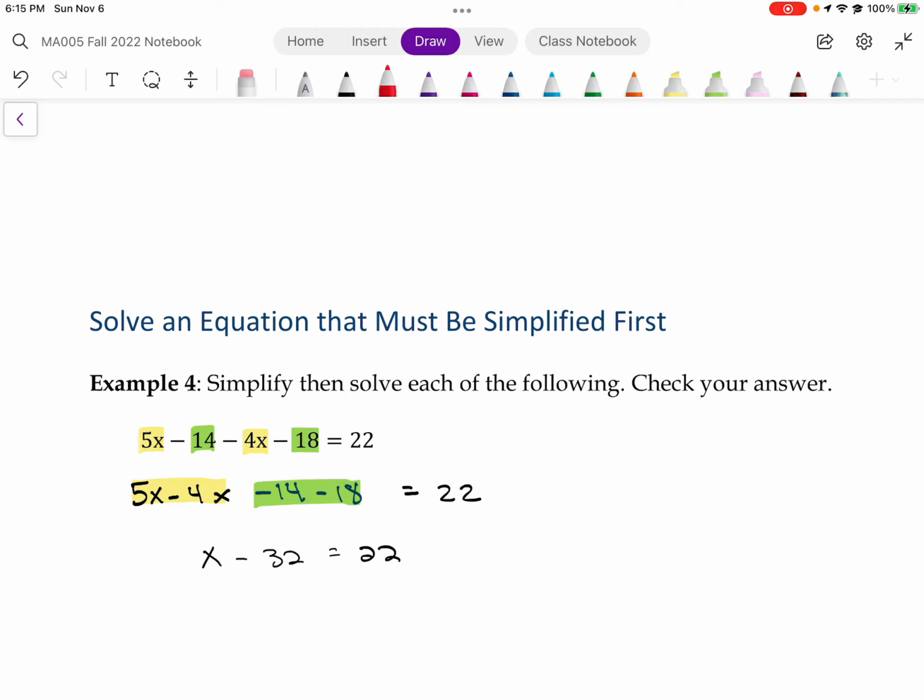So now I need to do what we just did in the last couple problems. I need to get x by itself. I'm going to add 32 to both sides, and I get x equals 54.